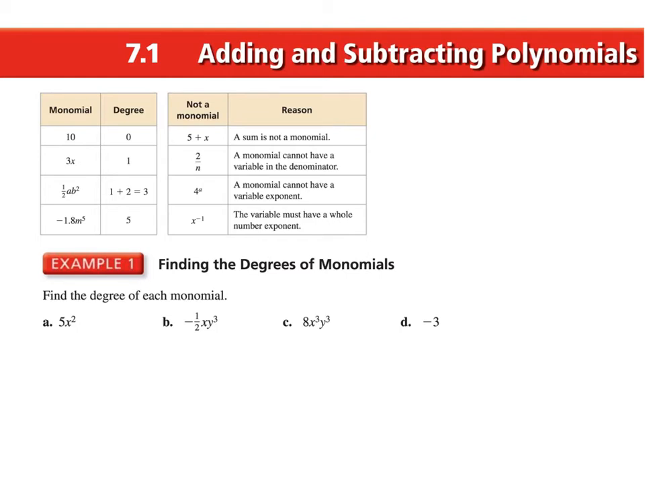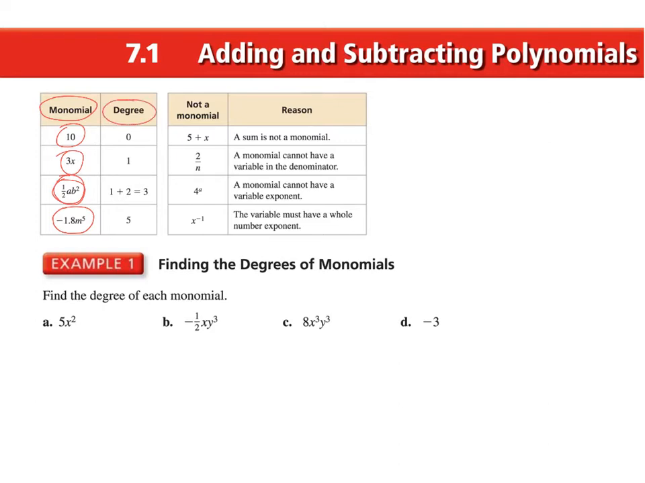All right, starting lesson 7.1, adding and subtracting polynomials. Now the most basic polynomial is a monomial. It's just one term. It can contain numbers and variables with powers, but you're multiplying all the pieces. And then here's a basic breakdown of what the degree is.